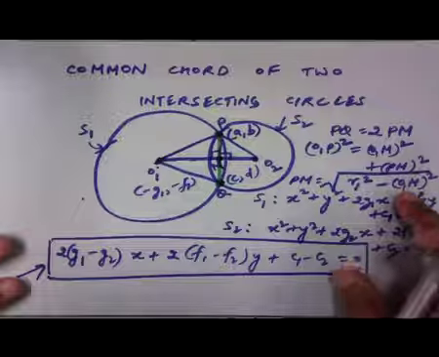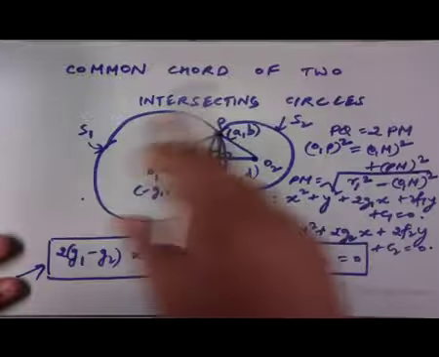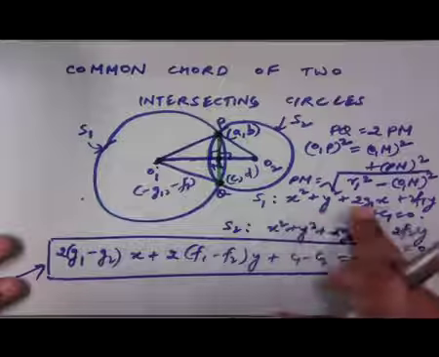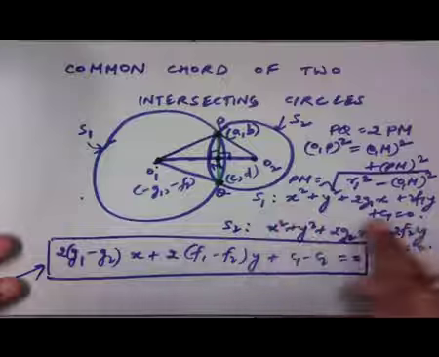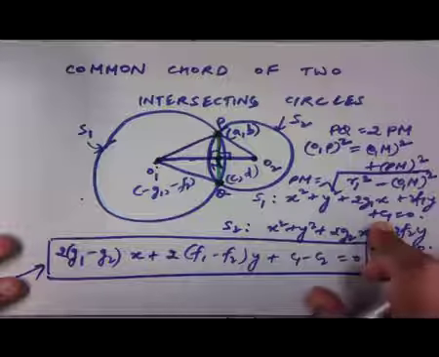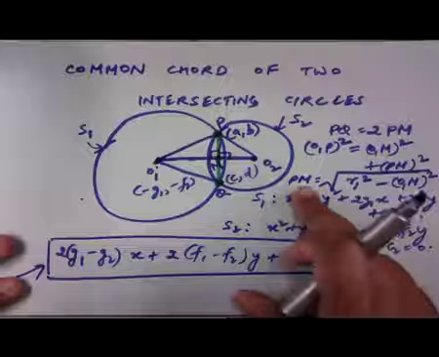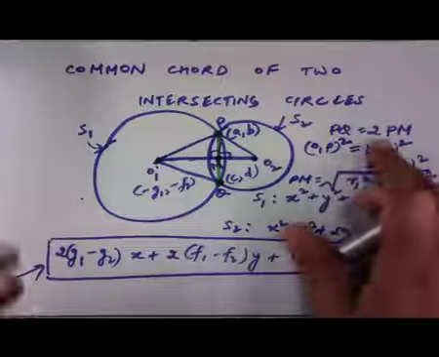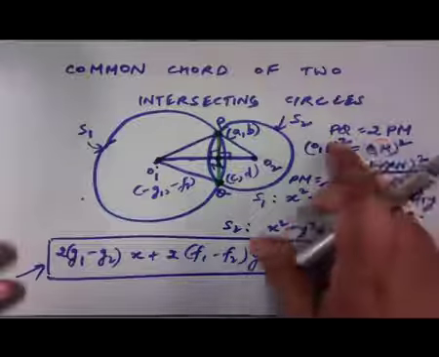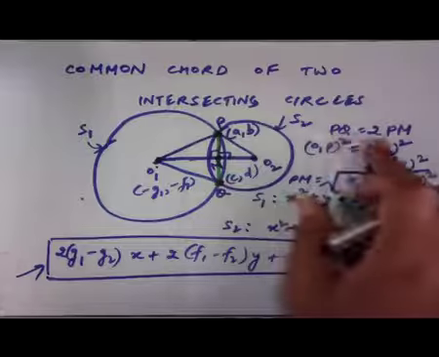And then, since we already know the radius of the first circle from its given equation, we can find PM, and then we just have to multiply it by 2, and PQ, the length of the chord, is just twice of PM.